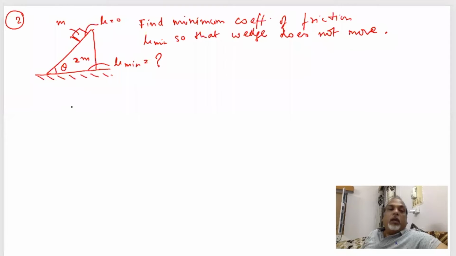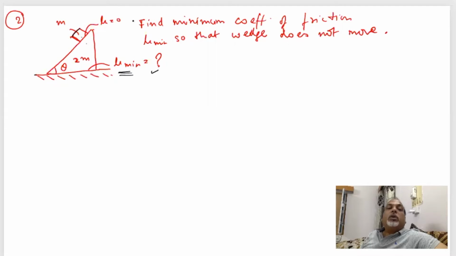Now we will go to the next problem. This problem is also a JEE advanced level problem. Here, this wedge is basically resting on the floor and it has got some friction that we have to find out, mu minimum. One mass, that is M, is sliding down and there is no friction between this block and wedge.